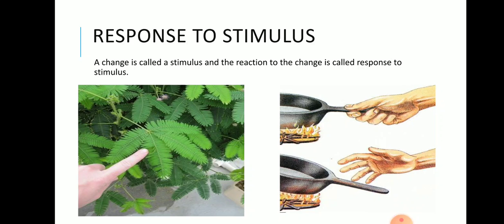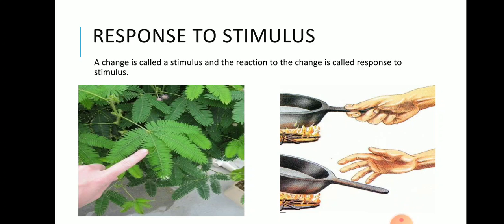Now, a best example for this is, if by mistake you touch a hot object, you immediately withdraw your hand from there. So you are reacting to the change that's been taking place in the environment. In the same way, all the living organisms on the earth's surface react to the changes that are taking place around them, and responding to this change is known as response to stimulus.